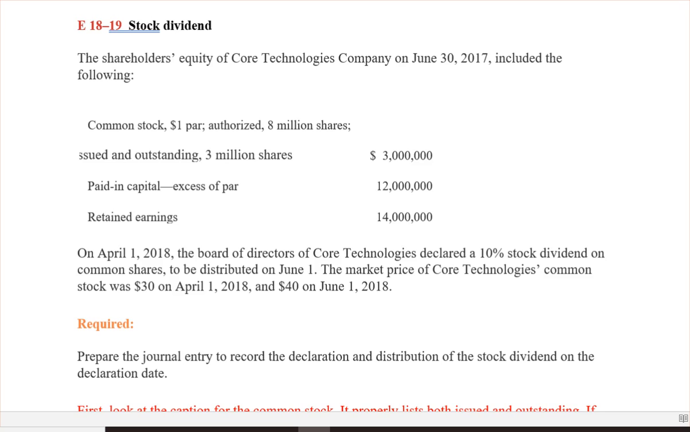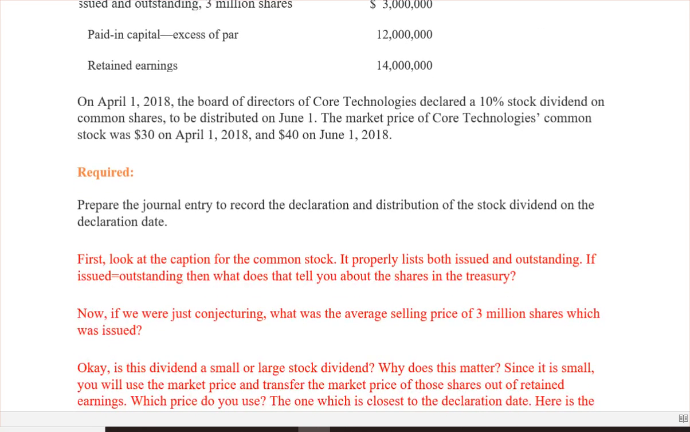Now, the market price, which market price is important to us? The market price of most importance is the date of the declaration, because once it's declared, that's when we're taking it out of retained earnings, and typically you would take it out at its fair value. Now, I said the exception is if you get 25% or more, because it's so big you don't use fair value, you use par. So I've kind of set you up here for the problem, and you have an idea of how to work through the problem.